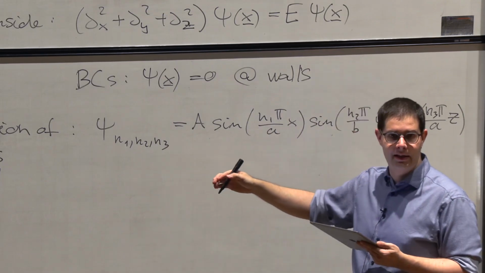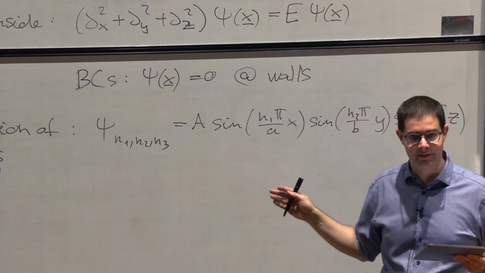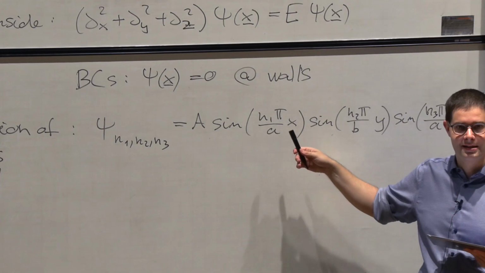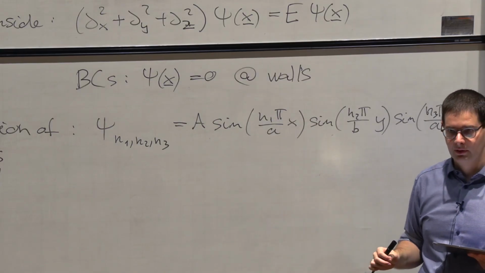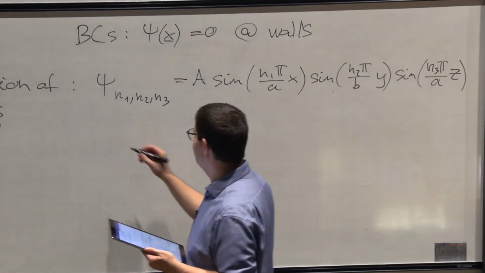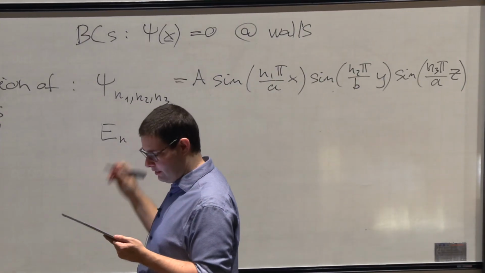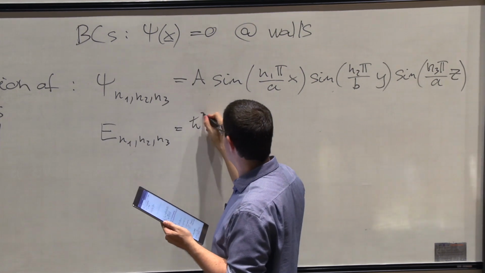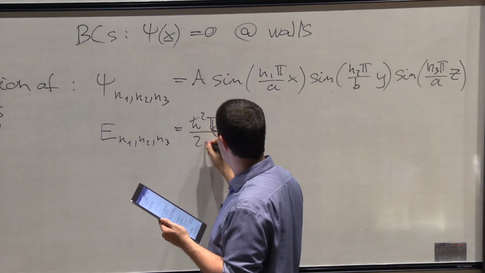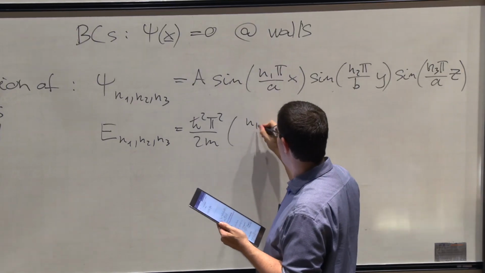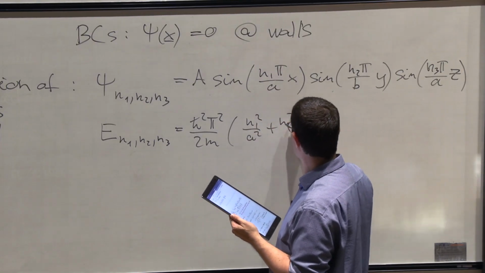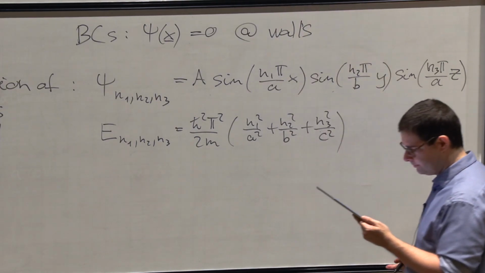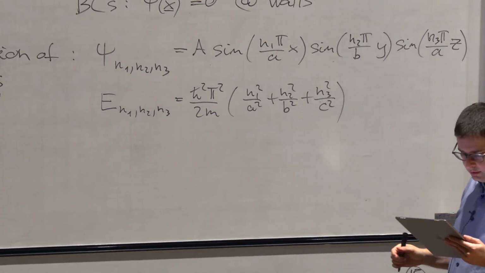So this is inside, and outside we see that it vanishes. At least at the walls it vanishes, and then we can take them to vanish even outside, because each of these sines has the property that it vanishes at the walls. Okay? And what's the energy? The energy is simply the sum of 3 one-dimensional energies. h bar squared pi squared over 2m, and we have n1 squared over a squared, n2 squared over b squared, and n3 squared over c squared. Okay?